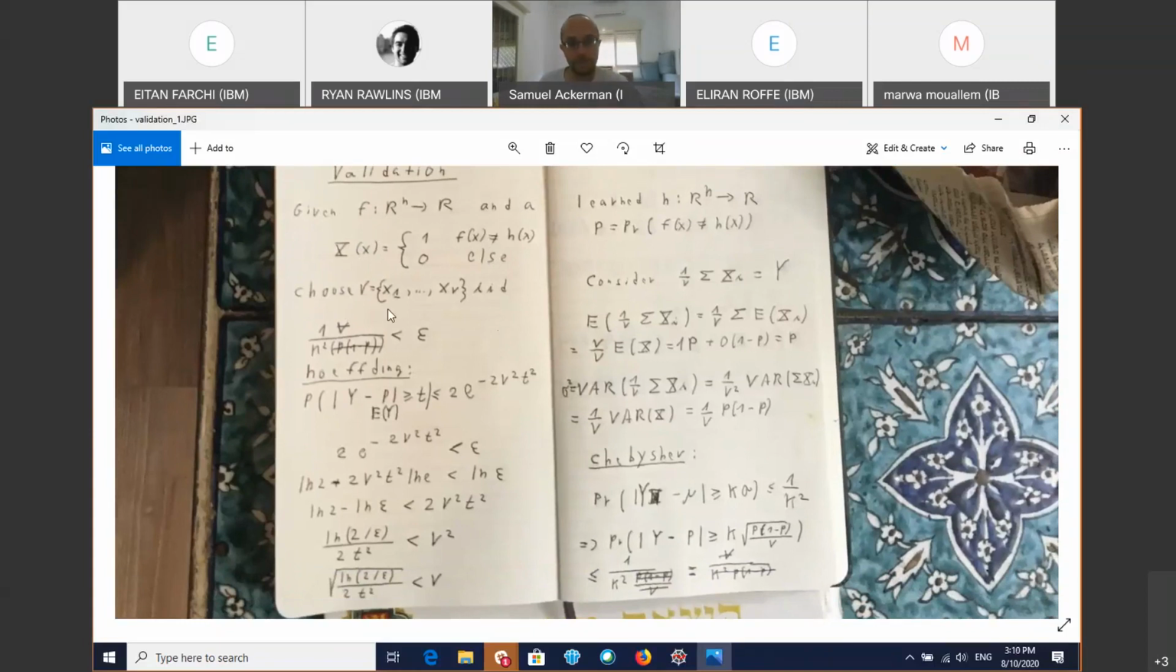So the way we do this is by choosing a random sample from the data. Each of the elements is x1 to xv. Each of the elements we choose with the same distribution and independently, and we create a new, sometimes called fresh, data set for the validation stage.